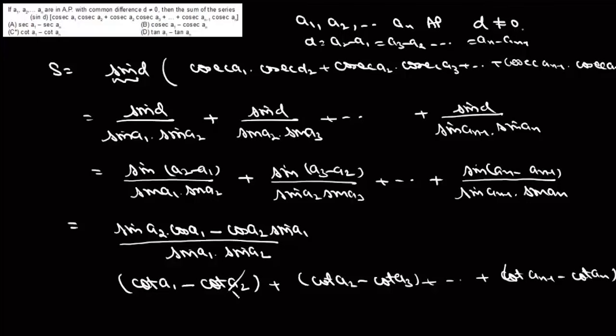Now from telescopic summation, all these terms they'll cancel. So the sum of the series will be cot a1 minus cot an, and that's your option C.